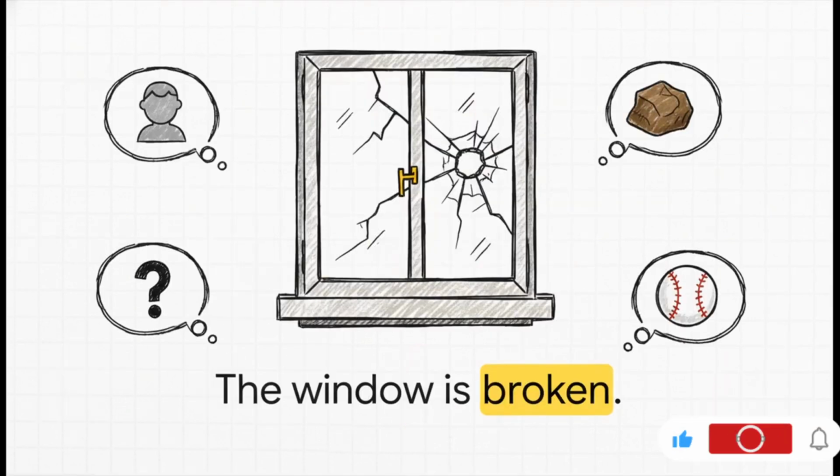The window is broken. Okay, so we know what happened. The window's broken. But we have no idea who or what broke it. Was it a baseball? The wind? A cat? The sentence just doesn't say. And that missing who? Well, that's our first big clue.